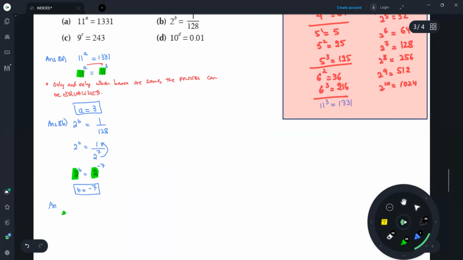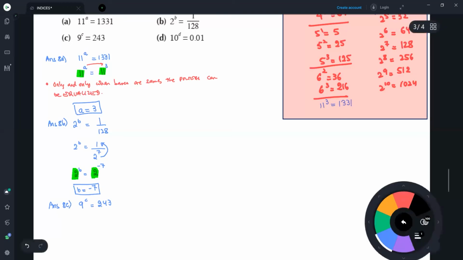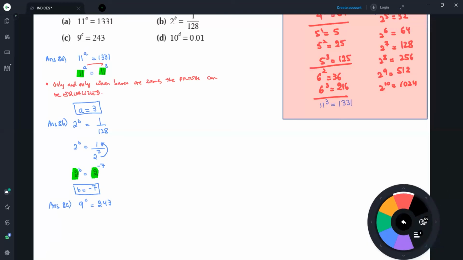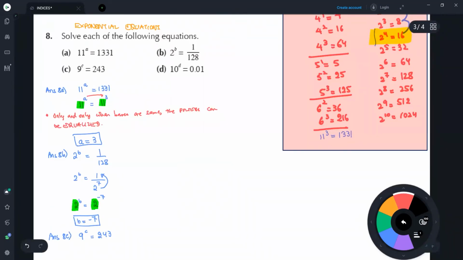Part C, answer number 8C. So 9 to the power c, in such questions we have to find the power. In such questions, what you're going to do is break down the number into powers of a smaller number. Okay. Now this is a very tricky question. Part C. Anybody could help solve this for me. 9 to the power c is 243.